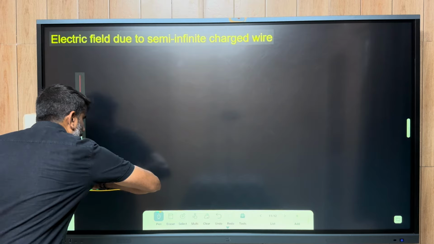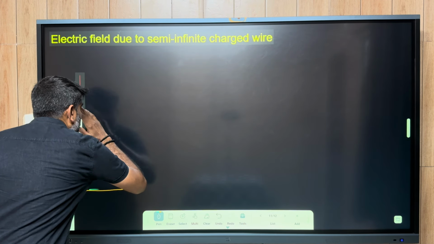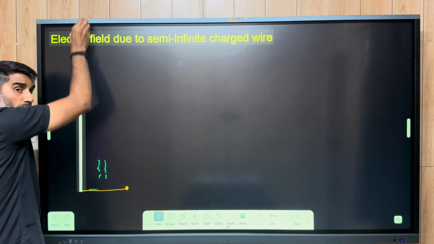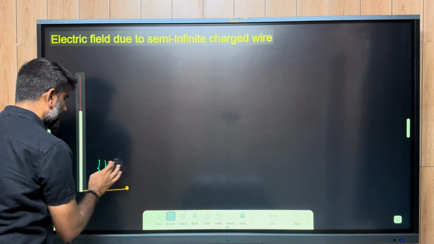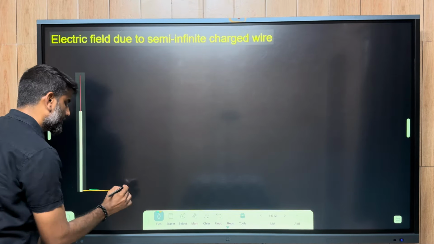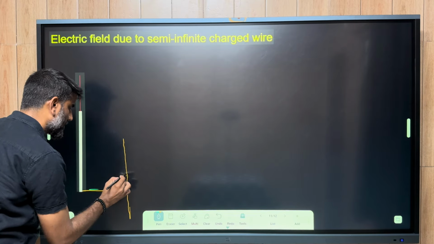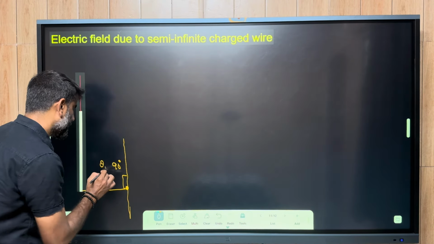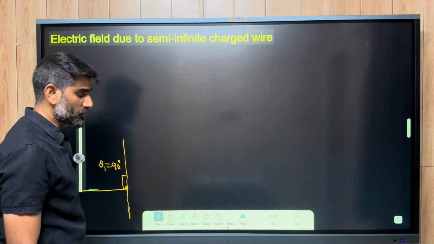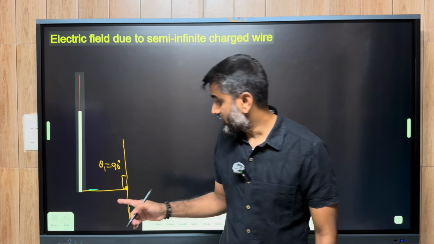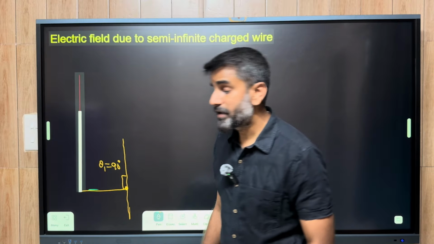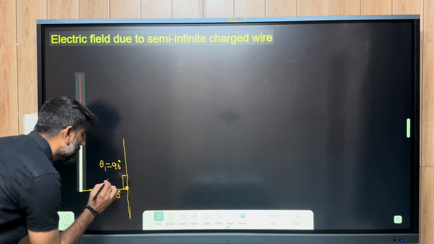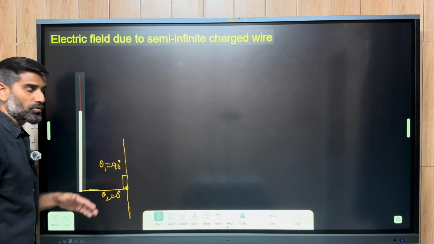Now if you go away from this line, the angle keeps on increasing. As this wire is extended to infinity, this angle will be 90 degrees. Theta 1 is equal to 90. How about theta 2? In our case, I've taken the line here. Theta 2 is 0 degrees because there is no rod below this line.